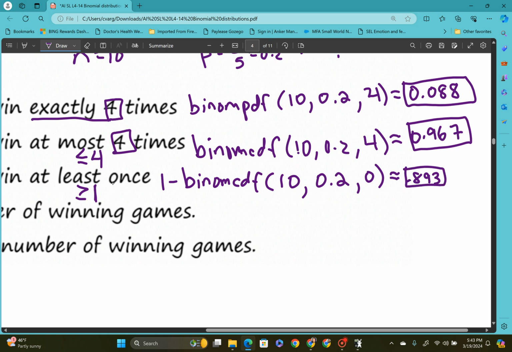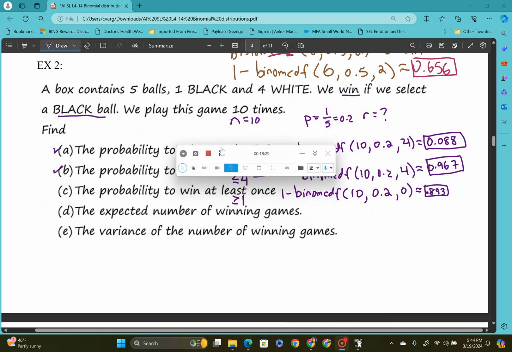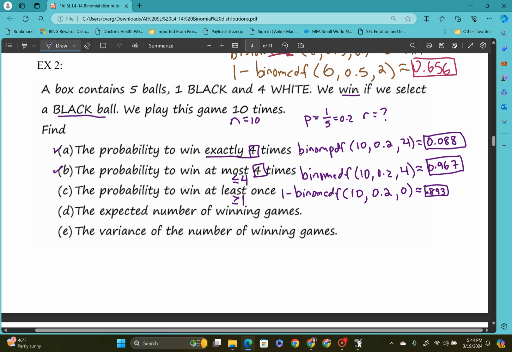Okay. All right. The expected number of winning games. So remember when we wrote down the two formulas for expected? The expected formula is E of x, which means the expected value of x, and that's going to equal n times p. Okay, so our n is 10. So we're going to do 10 times our p. Our probability of success is 0.2. So this is a straight calculator question, and this answer is just 2. Okay, so 2 is our answer for letter D. So boom, boom.